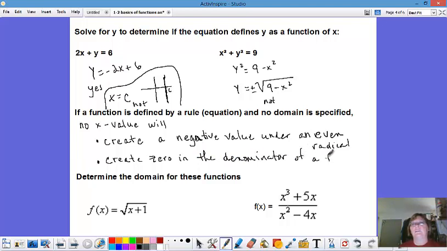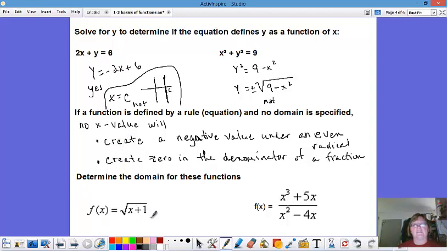Those are the two things that we have to look out for. If there are x values that do these things, we simply have to exclude them from the domain. In order to be a function, you can't include in the domain an x that will create a negative under the radical or a 0 in the denominator.